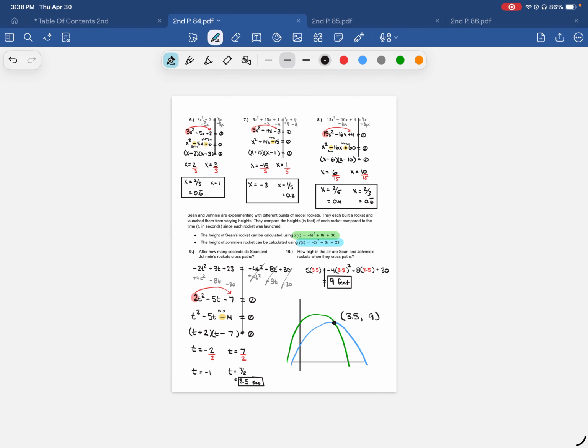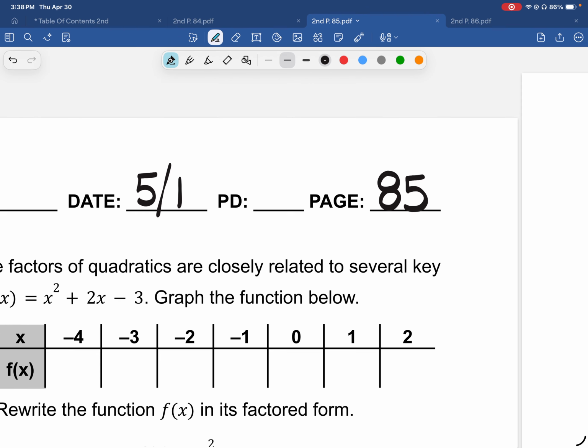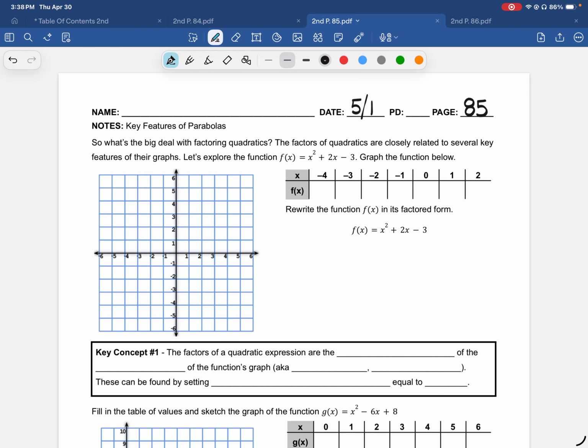Okay, please go ahead and put page 84 in your binder. And then I'd like for you to take a look at page 85. So if you haven't already, please grab page 85. Those papers are in the folder that I left for your sub. So if your sub hasn't already, please ask for page 85.